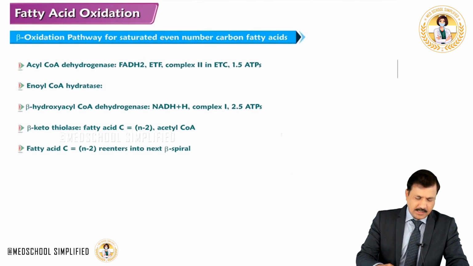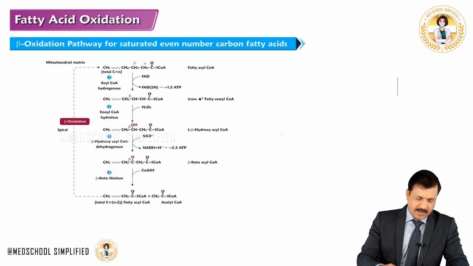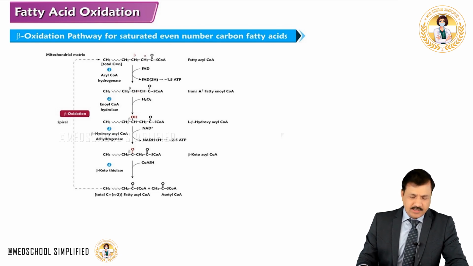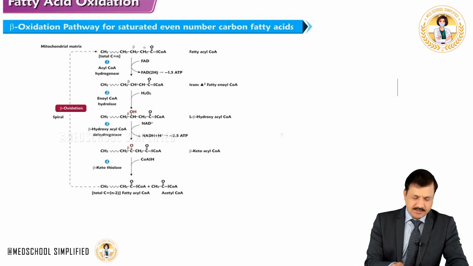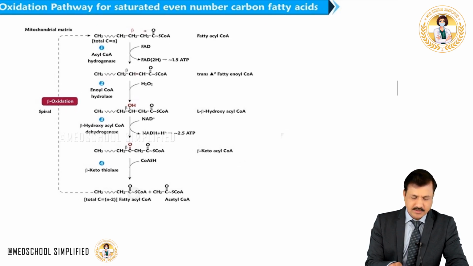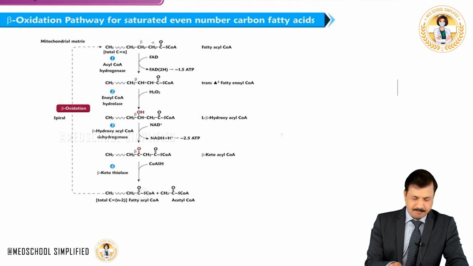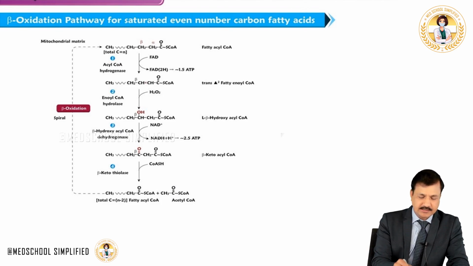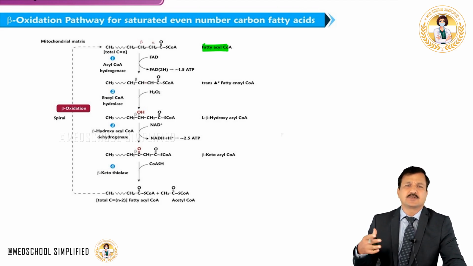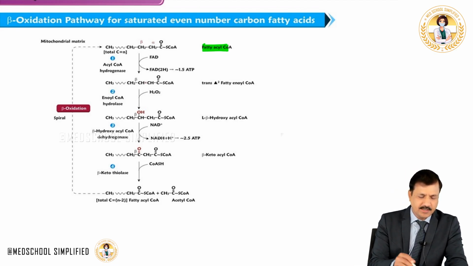Now, let me take you into beta oxidation of a saturated, even number carbon fatty acid. The oxidation of an even number carbon saturated fatty acid is shown here in this particular figure. It is just an example of a general fatty acyl-CoA, with the number of carbons not mentioned here. We can take palmitic acid, which is the most common fatty acid. Otherwise, just understand the general principles of beta oxidation.